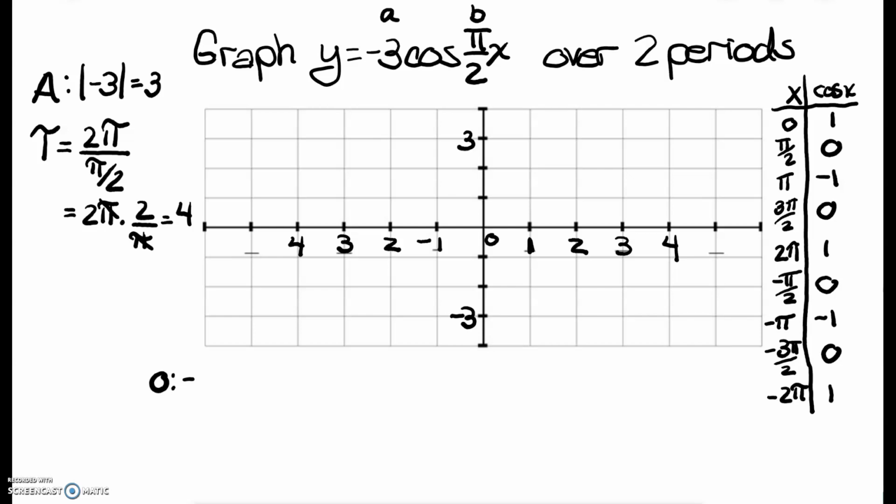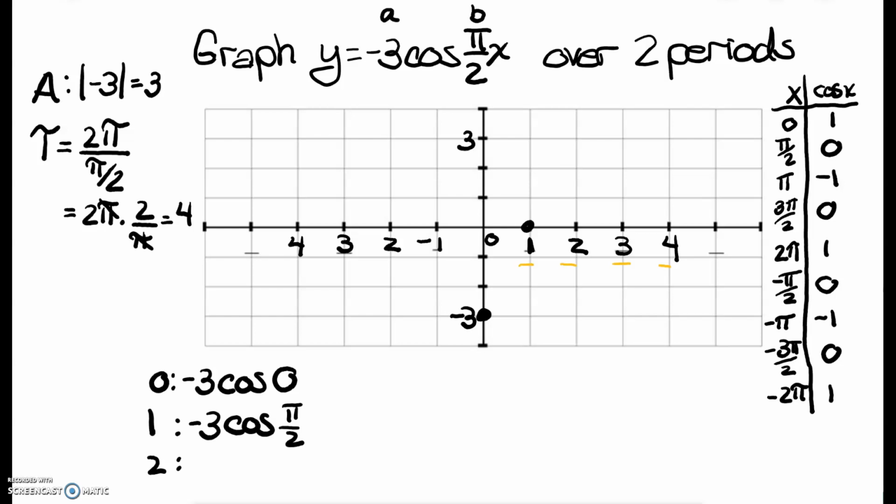Let's plug in 0. We get -3 cosine of 0 times pi over 2, which is just 0. I know the cosine of 0 is 1, and 1 times -3 is -3. Oh, I'm sorry, I'm supposed to plug in 1. I'm not following my own instructions. We want to plug in these numbers on our x-axis. When I plug in 1, 1 times pi over 2 is pi over 2. I know the cosine of pi over 2 is 0. So -3 times 0 is 0.